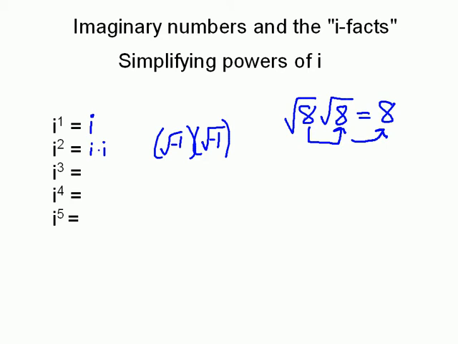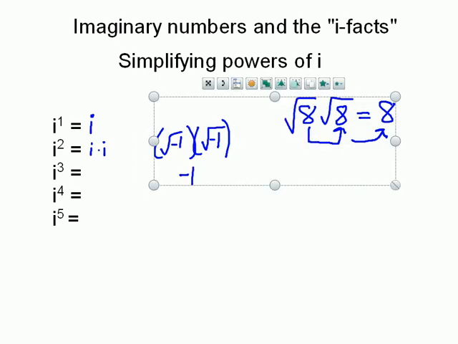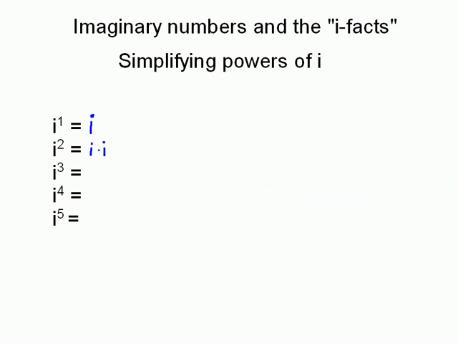Looking at this pattern, square root of 8 times square root of 8 gives you 8. What's the square root of -1 times the square root of -1? It's going to eliminate the radical symbol, and you're going to get -1. So here's what we're going to say: the I squared value is the same as -1. So instead of I times I, we're going to say it's equal to -1. I to the third can be broken down.